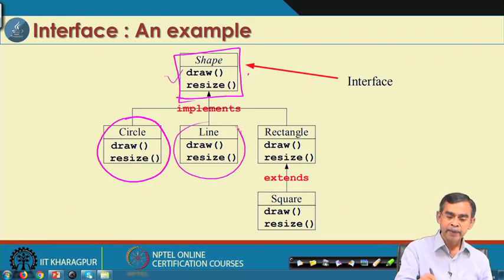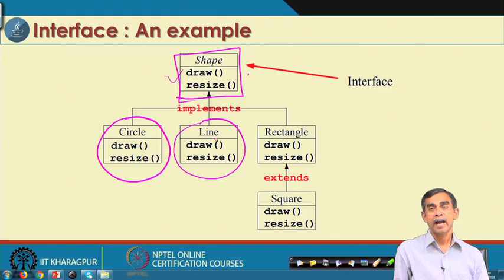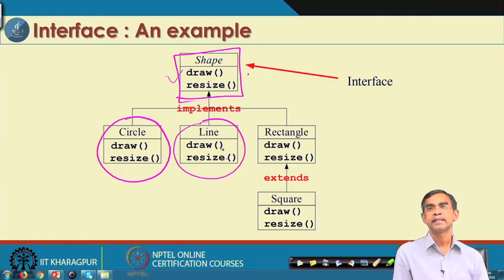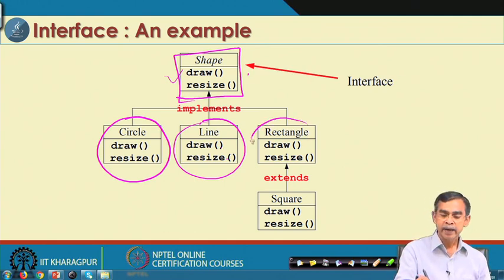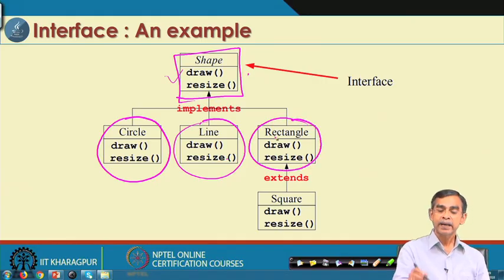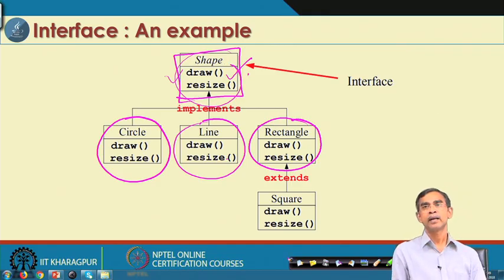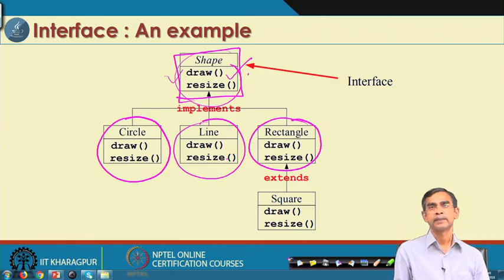It can also be implemented for the objects line and rectangle. If you see the draw method in circle, line or rectangle, they are different ways of implementation. So, we have three different implementations, but they follow the template or protocol given by the interface. This is the way the interface can be used.